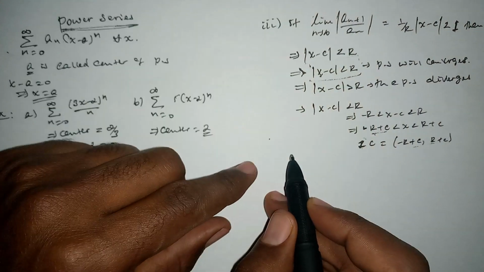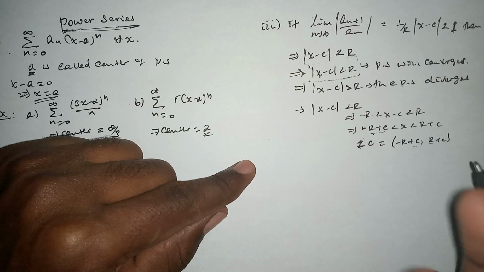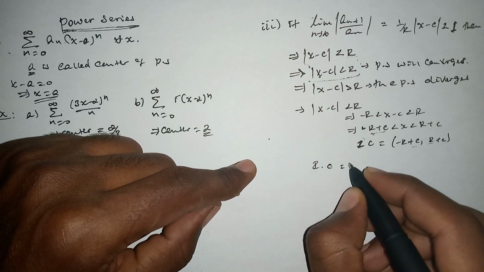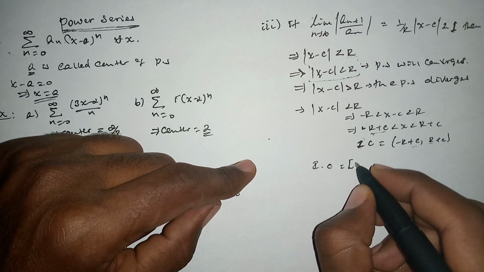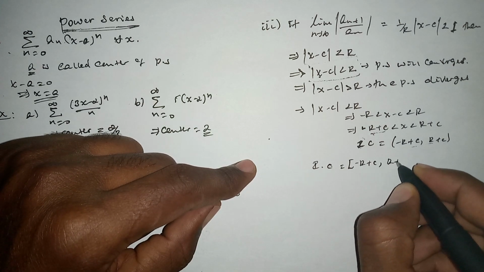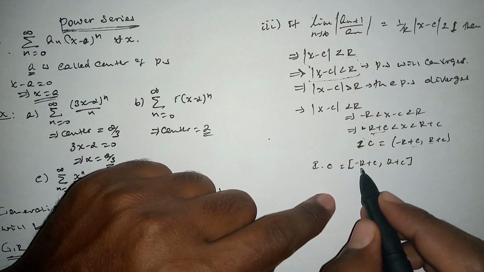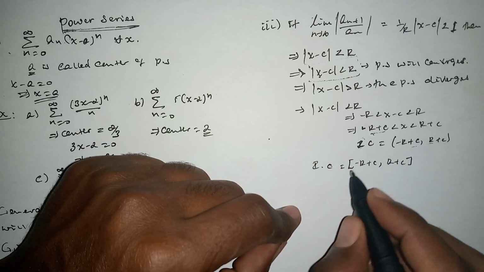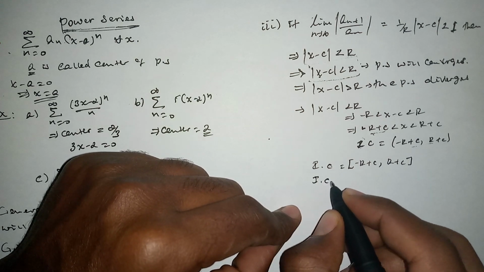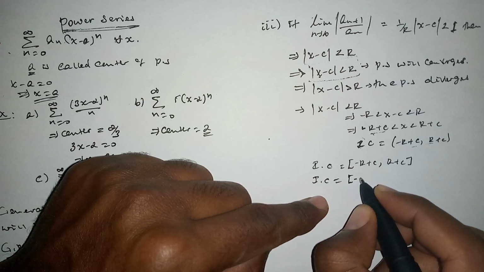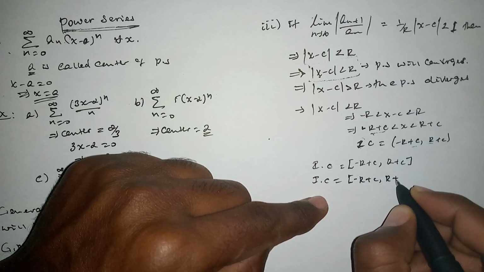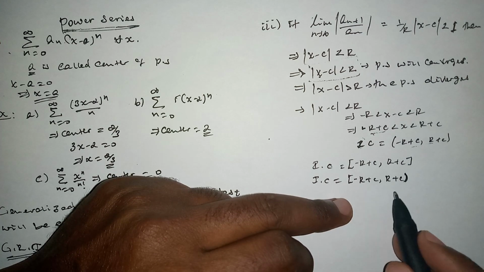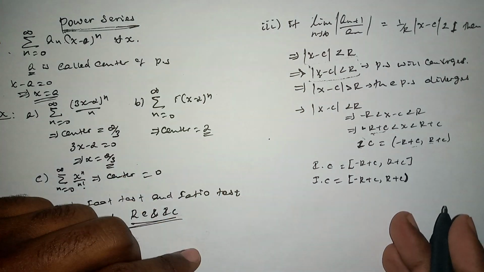Okay, in this case, there might be four cases we have, because the interval of convergence may be closed bracket minus r plus c comma r plus c close bracket. This means both endpoints will be included. Another case is if the interval of convergence becomes closed bracket minus r plus c comma r plus c open bracket. In this case, minus r plus c will be included, but r plus c will be excluded.